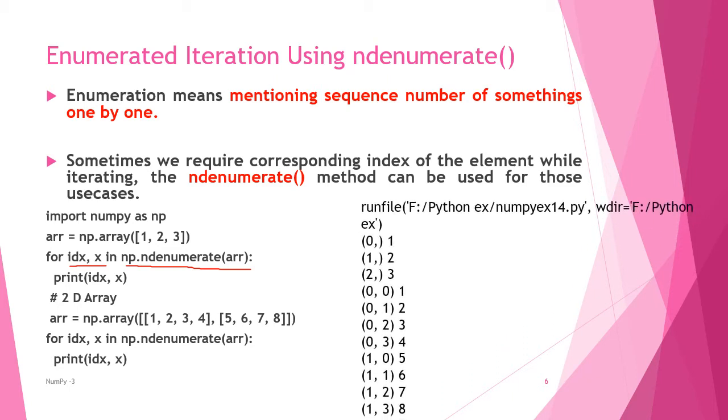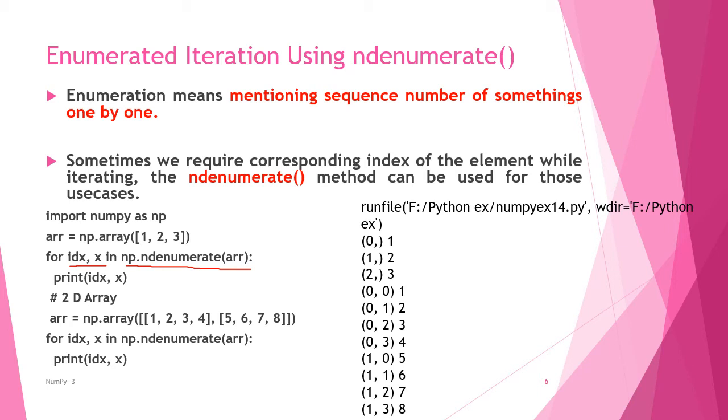To the variable idx, the index number will be assigned, and to the variable x, the value in that index location will be assigned, or the value of the element in that index location. So print idx, x will print two values: the index location together with the value.